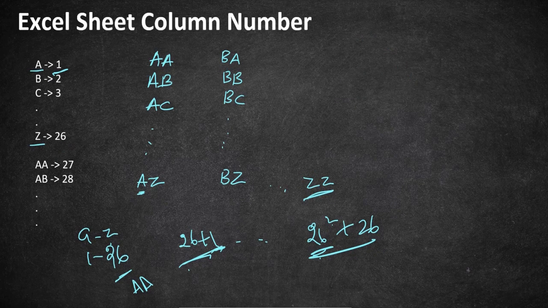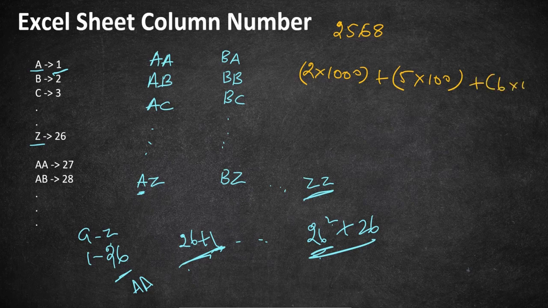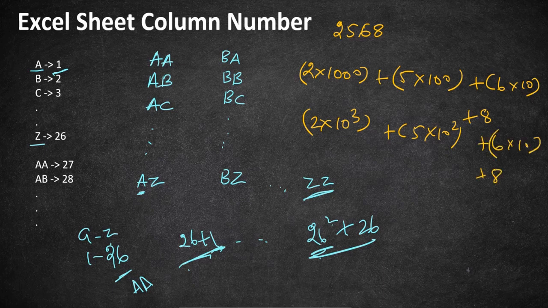To make it even clearer, let's compare this with how we represent numbers in the number system. Let's say we have to represent the number 2568 in base 10. In this case, 2 should be multiplied by 1000, plus 5 into 100, plus 6 into 10, and finally adding 8. So this is how we represent a number with base 10. This can also be represented as 2 into 10 cube plus 5 into 10 square plus 6 into 10 plus 8. This is how we are going to represent our column title as well.